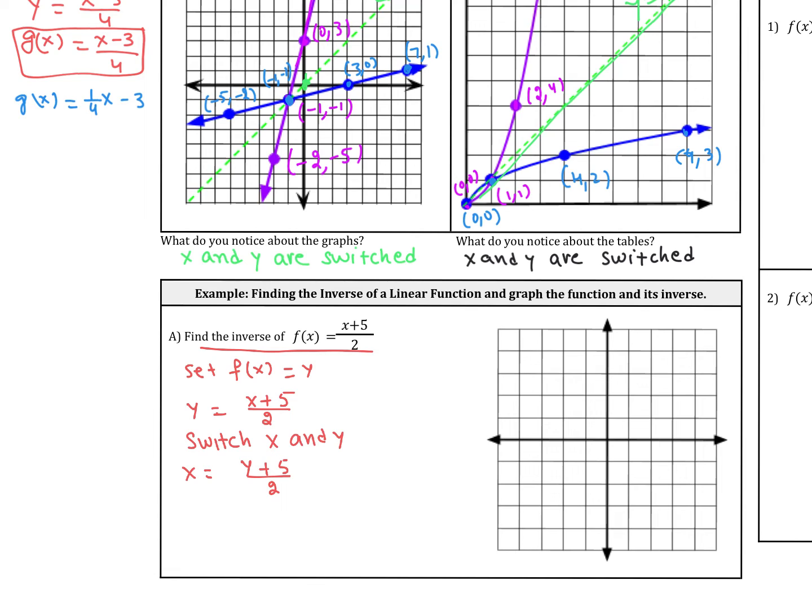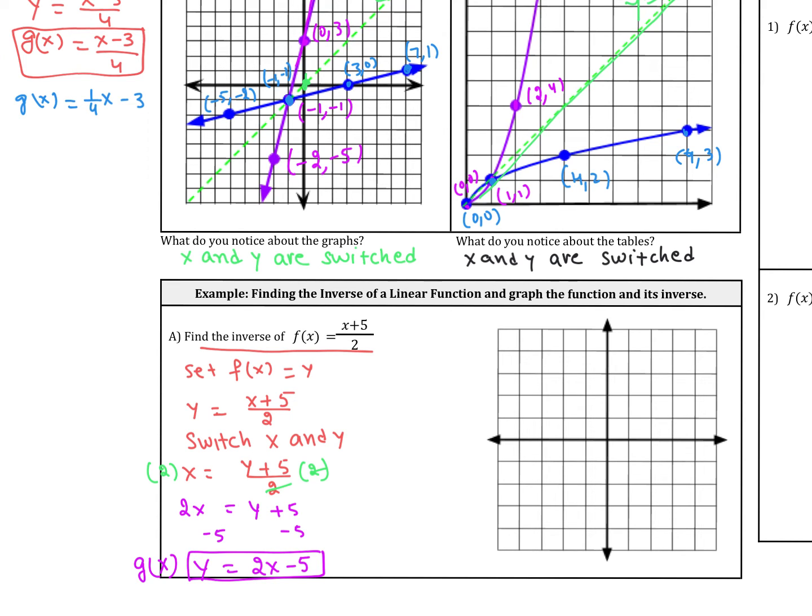Now you're going to solve for y, so you're going to multiply 2 on both sides. 2 and 2 cancel, so you got 2x equals y plus 5. Subtract 5 on both sides, y equals 2x minus 5. And this is called g(x), which is the inverse of the given function f(x).